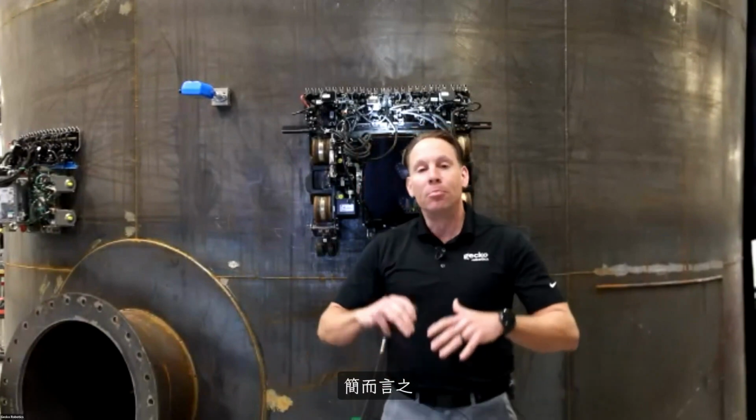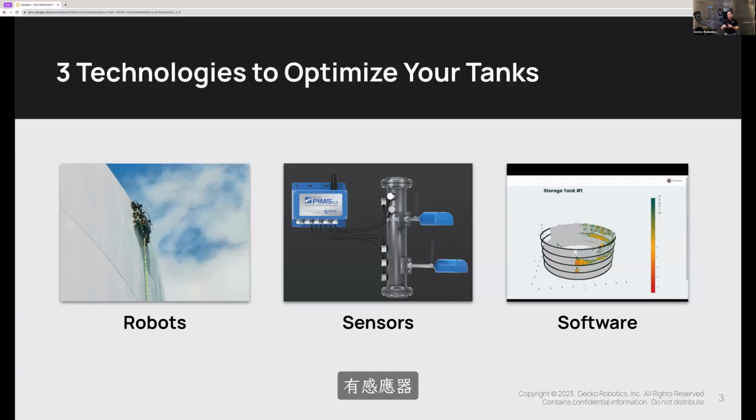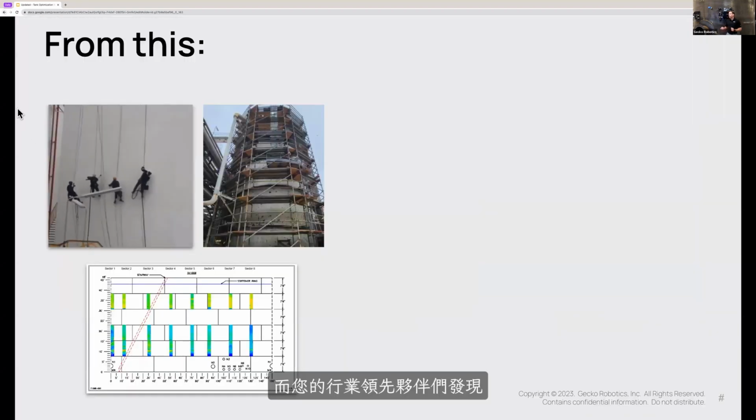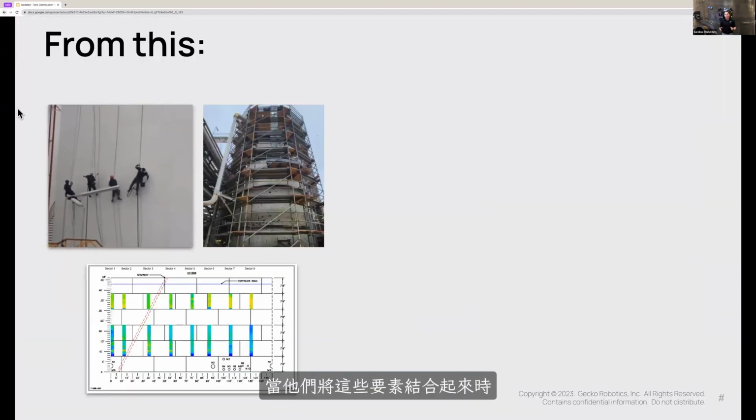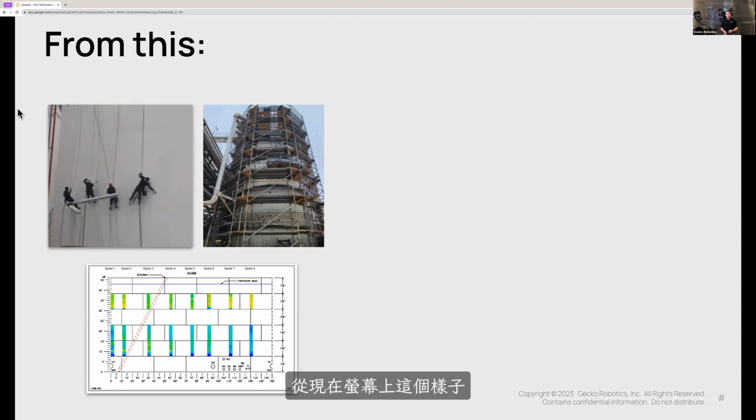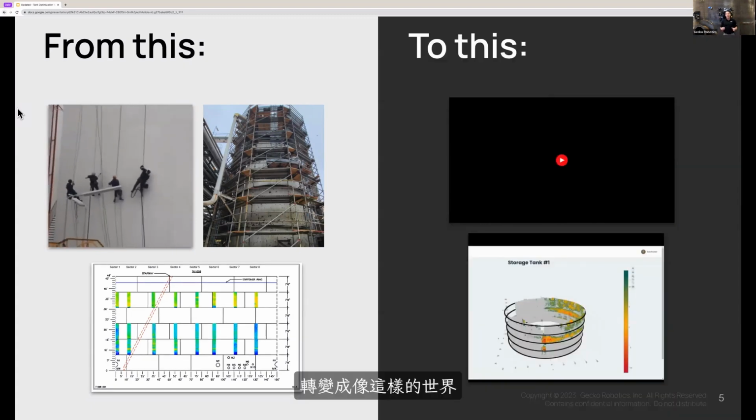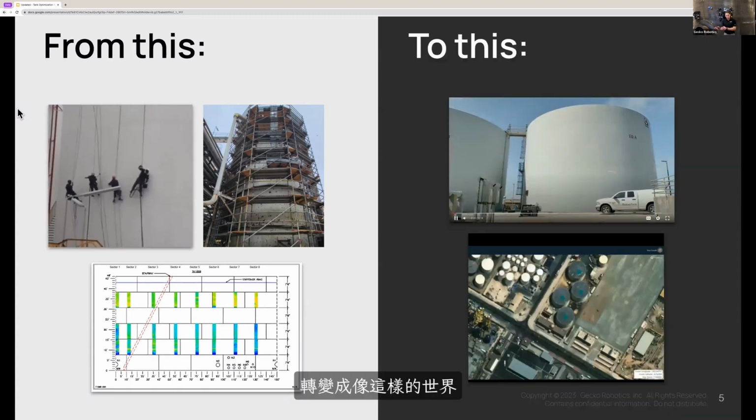Okay, so boil it all down. We have robots, we have sensors, we have a software program, and what your best-in-class industry partners are discovering is that when they bring these ingredients to the table, it transforms their day-to-day world from one that looks a lot like this, what you see on the screen now, to a world that looks like this.